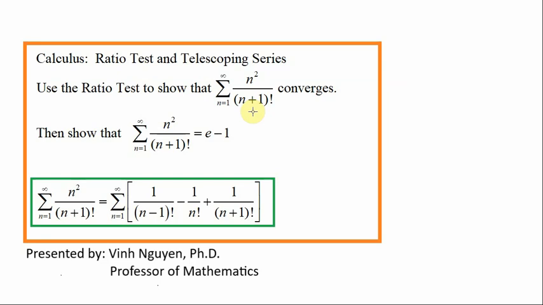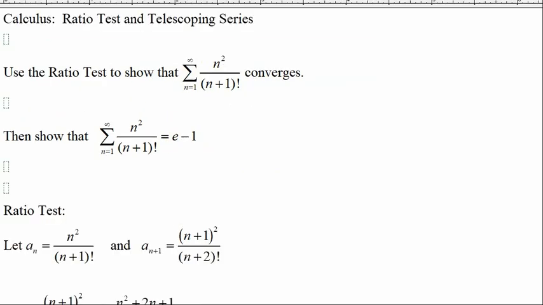Here we have the infinite series with the expression n squared over (n plus 1) factorial, and I'm going to use what's called the ratio test to show that this infinite series converges, and then to show that it converges to e minus 1. So let a sub n be the expression n squared over (n plus 1) factorial.